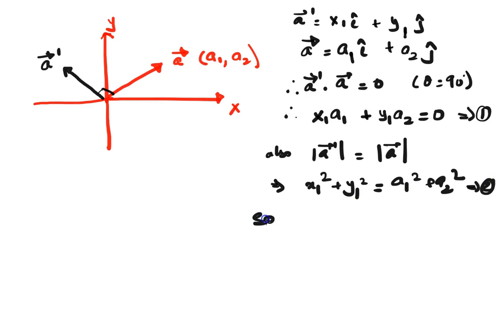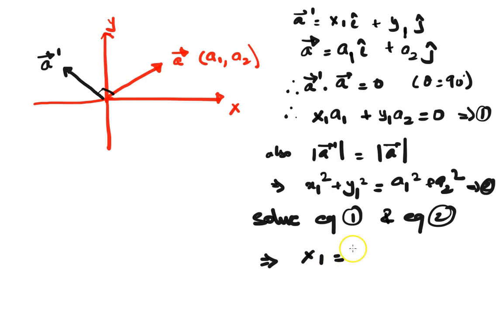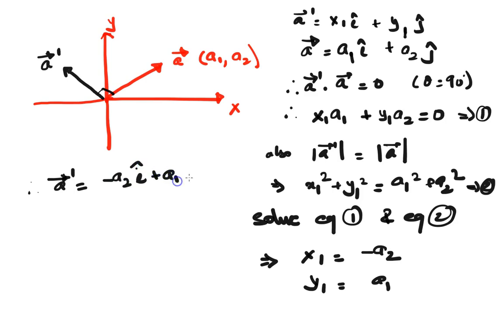If you solve equation 1 and equation 2, this will imply x1 equals minus a2 and y1 equals a1, and therefore a vector prime is equal to minus a2 i cap plus a1 j cap.